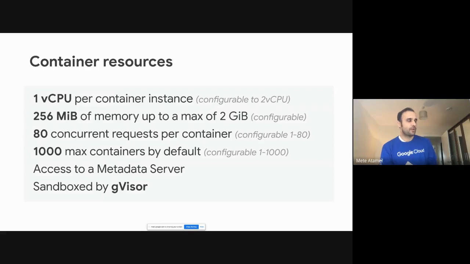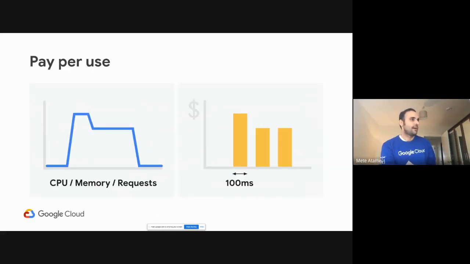By default, it scales up to 1,000 max containers, but you can limit it. You have access to the metadata server, and your containers are secured by gVisor, which is another open source project to run containers in a sandbox, basically. And you pay for what you use. So, that's what you're used to with functions. Like you pay per invocation, and it's the same kind of model for Cloud Run as well.